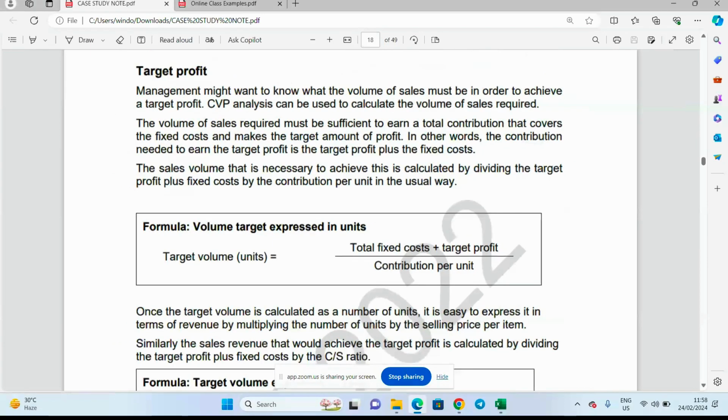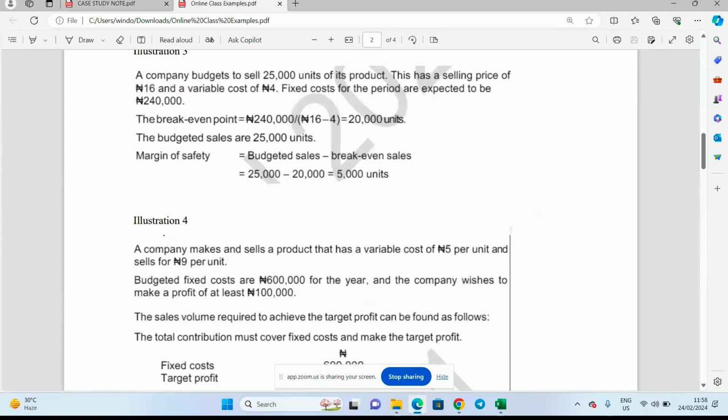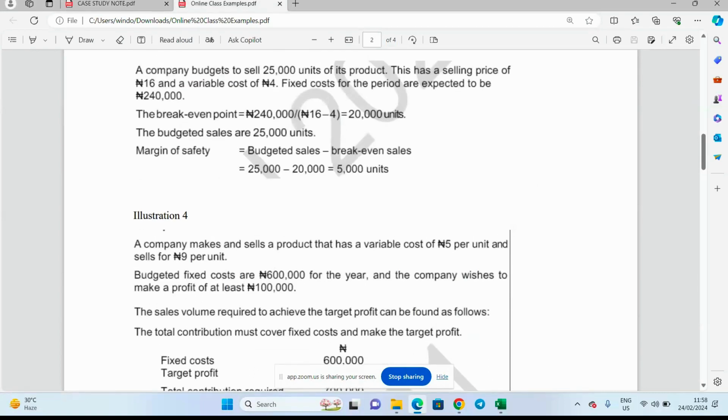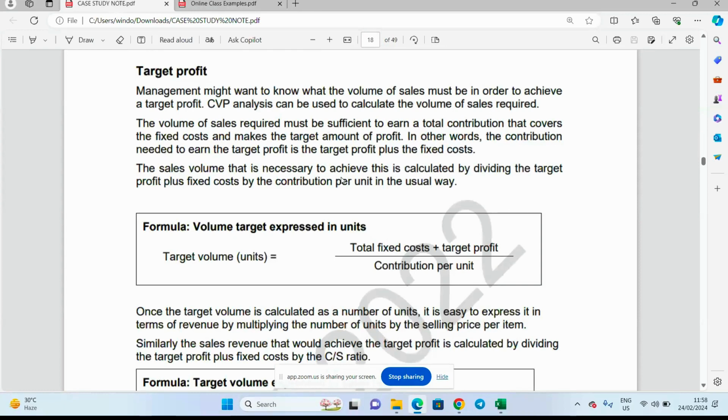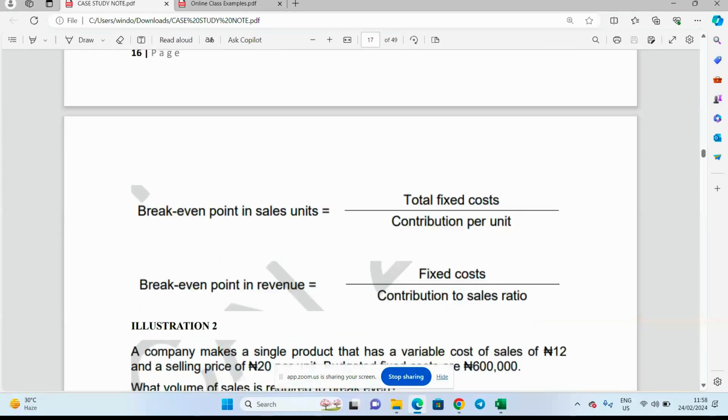Okay, quick one. I want you to understand that number three before we move on. As I said earlier, to get contribution per unit, it is selling price per unit minus variable cost per unit. You have gotten contribution per unit like that. You understand? Are you with me? Yes, I'm with you.